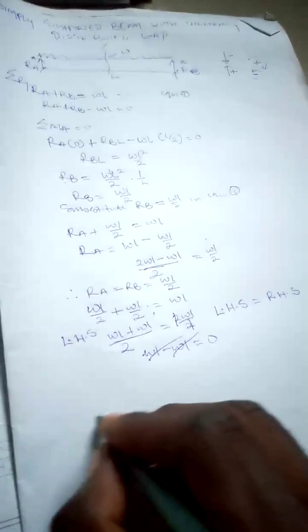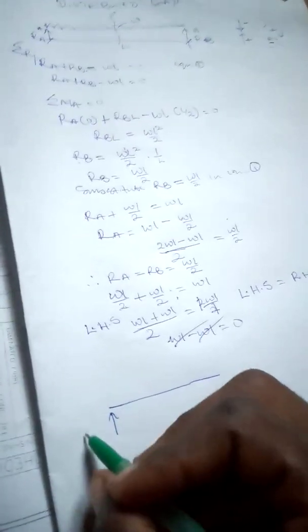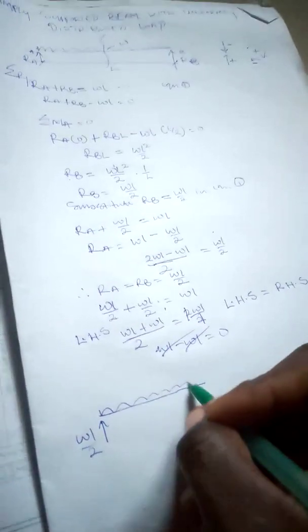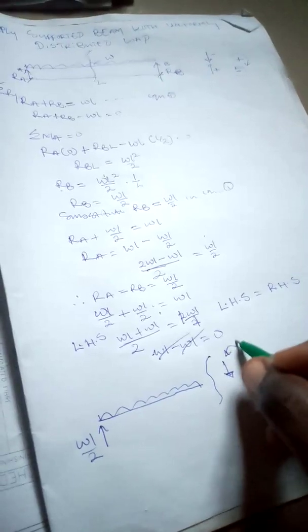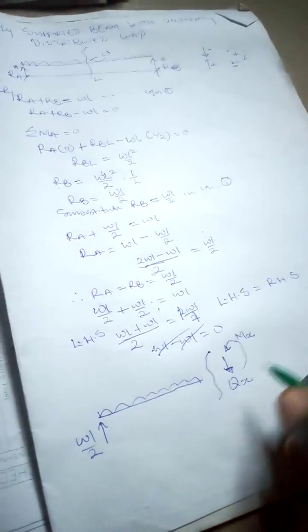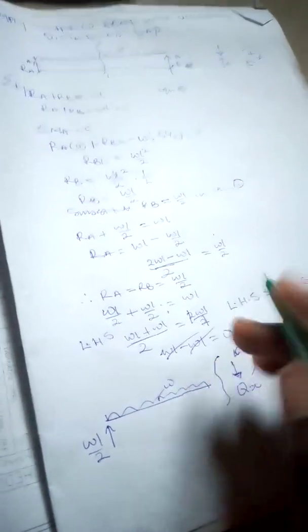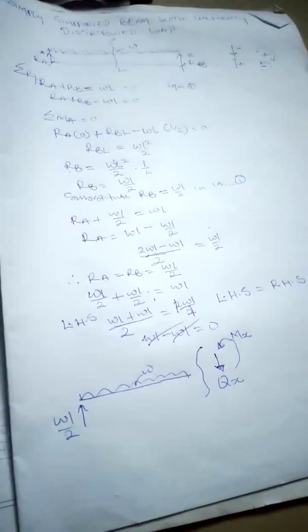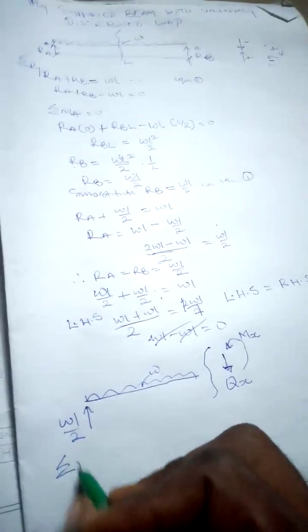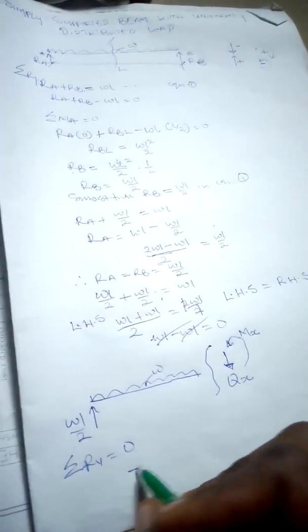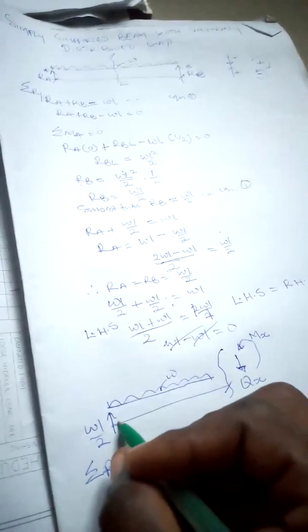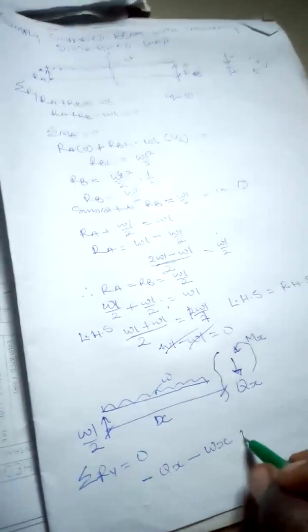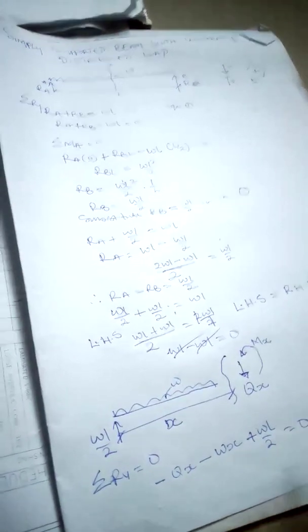let's say we take a section of this beam at any point. Then we take this WL over 2, and then this, we have this. Remember, clockwise is positive, anti-clockwise is negative, downward is negative, upward is positive. You discover I made this a small letter w because it's a uniformly distributed load. Summation of vertical forces equals 0. Upward Q x minus downward w times the perpendicular distance. We have a new distance now, which is x, plus WL all over 2. Everything equals 0.